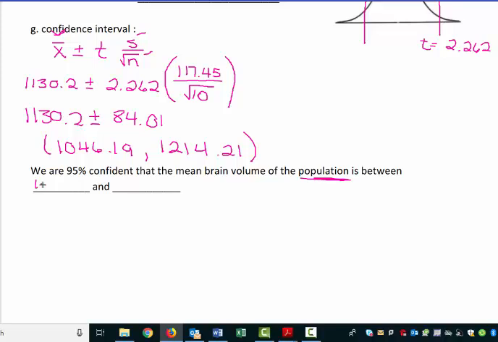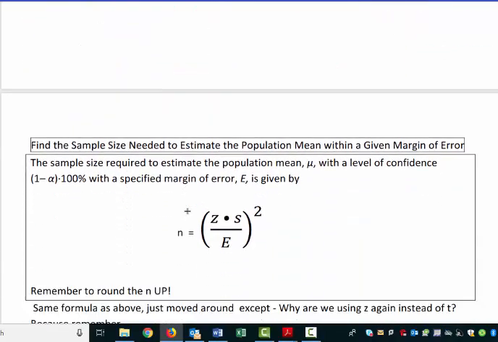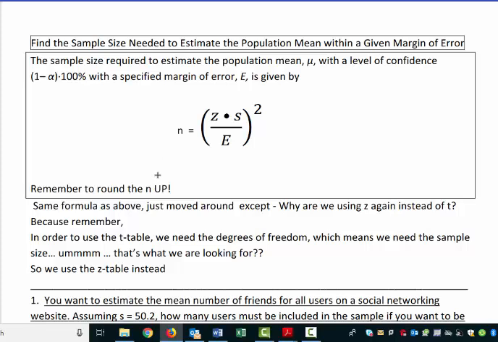So about 1046 to 1214. Yes, I rounded. So here you go. All right, now just like we did in the proportion, we can go backwards and find the n that we need, the sample size that we need in order to be 95% confident or 90% confident or whatever confidence we want.